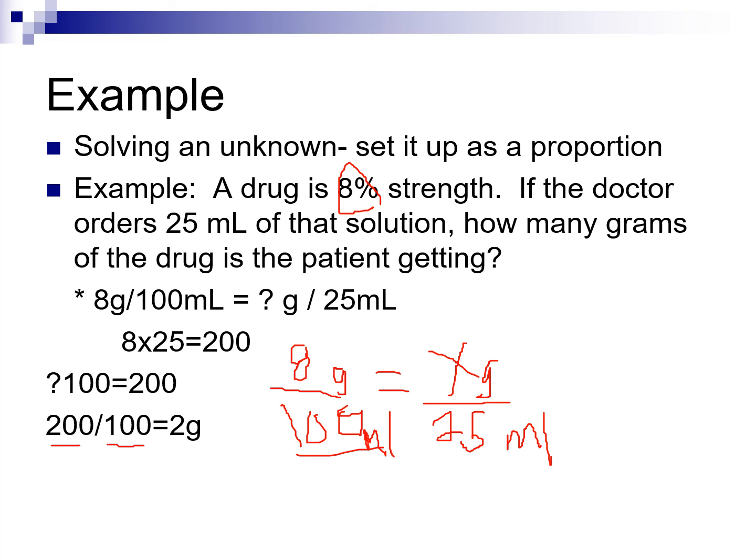So 200 divided by 100 then equals 2 grams. So that makes sense, right? I have 8 grams to 100 mils is the same as what 2 grams would be to 25 mils. I hope you're hanging on here.